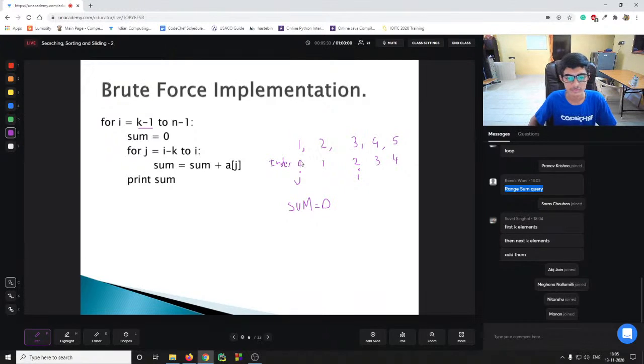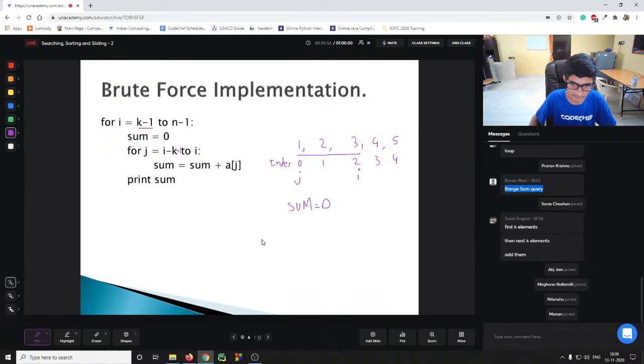So j is equal to the index 0. So i minus k is actually i minus k plus 1. I'm really sorry about that. It's i minus k plus 1. So we are going to be starting at index 0, and then we are going to be going to index 1, and then going to index 2. And we are going to be adding all three of these.